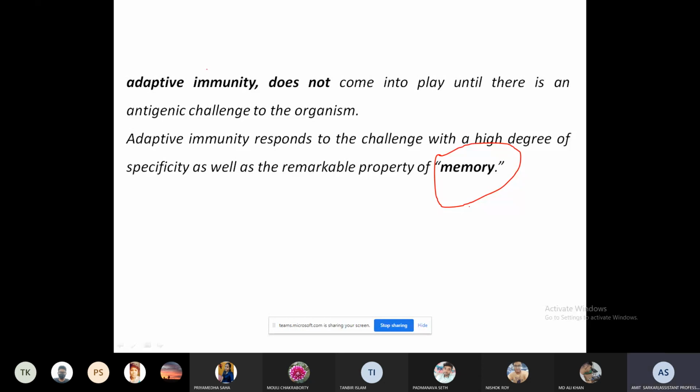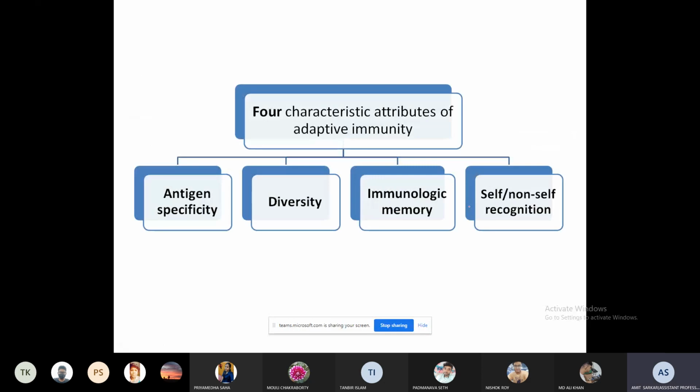So that's a totally different thing. And that memory and this memory, memory has no relation at all. But we love to call it a memory because the way it functions, it looks like they have a memory. Okay. So 4 different characteristic attributes of adaptive immunity.